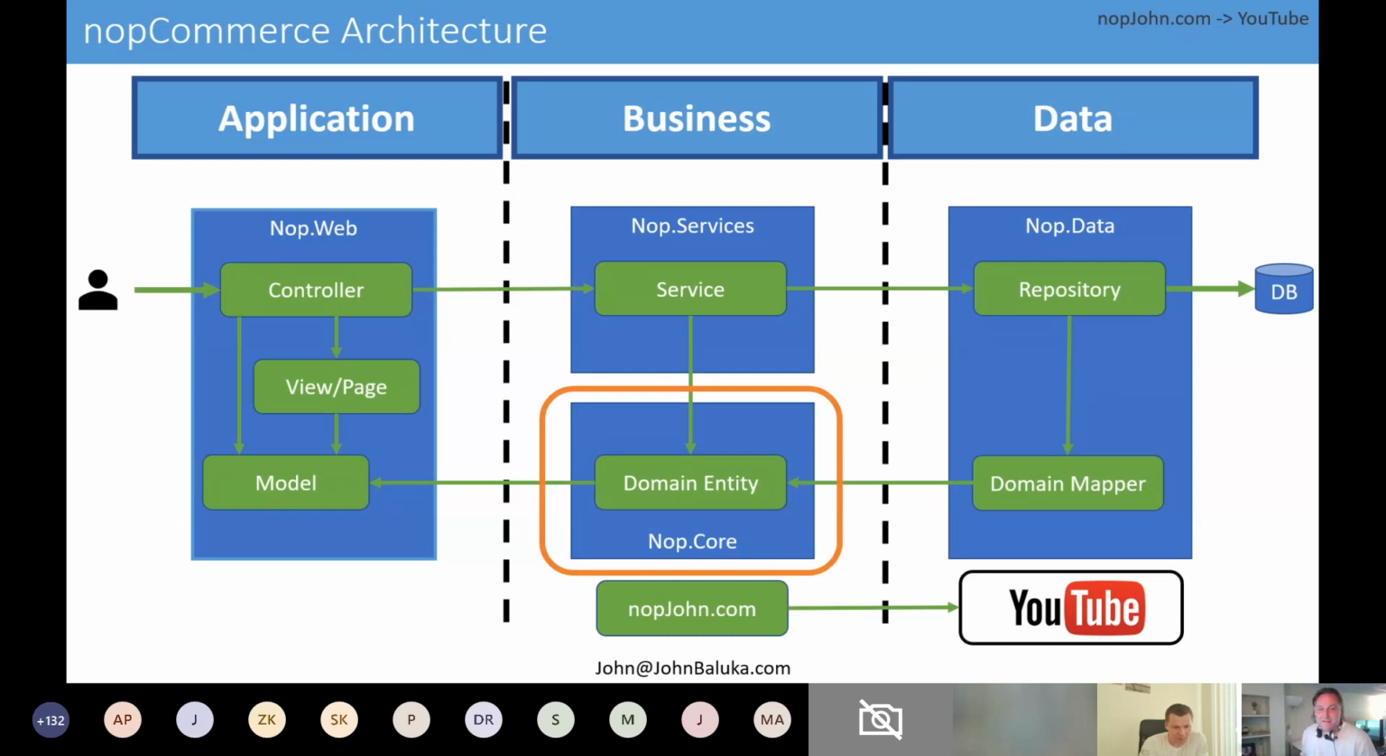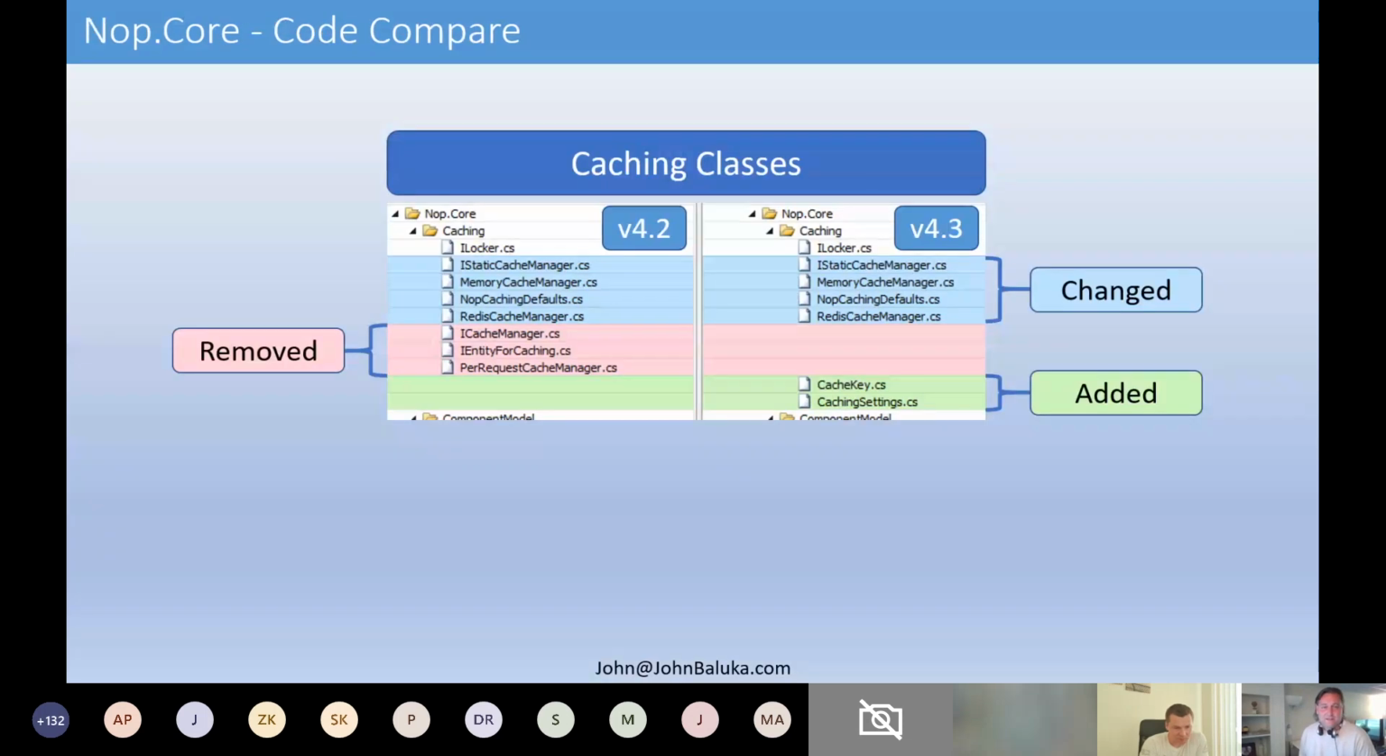So let's start off with nop core and look at domains. I did what any good developer would do, and that's take the old version and compare it to the new version with a code compare. In these code compares, anything in light blue has changed, anything in pink has been removed, and anything in green has been added to version 4.3. This is just a little example within the nop.core.caching namespace, showing some of the core classes that make up the caching and what has changed there.